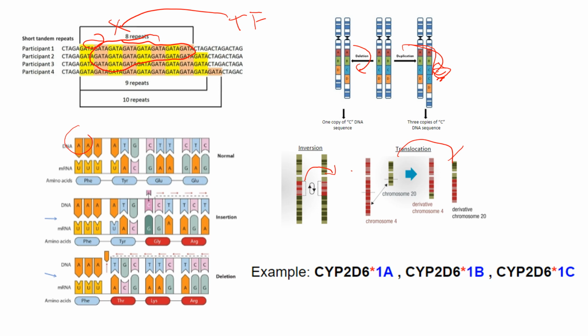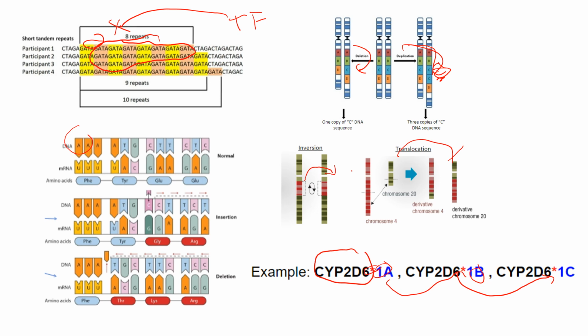A little more nomenclature. Whenever something is mutated, it will be written with a star and then the mutation number. A letter is also a subvariant of that mutation. So for example, if these star 1 mutations were to cause a stop codon, these A, B, and C would just be other variants that cause a stop codon early in the CYP2D6 enzyme. So star just means mutation.